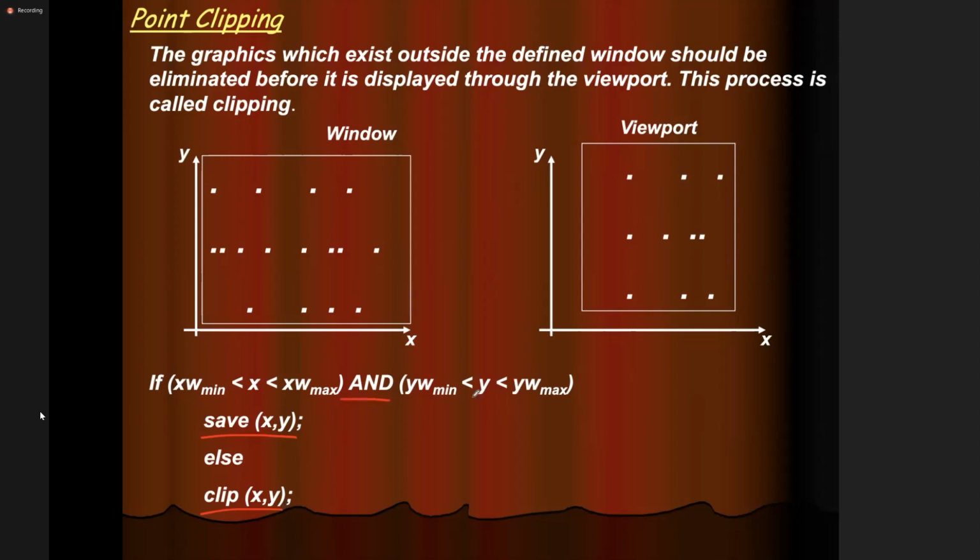If even one condition fails, whether it is more or less than this, then we do not save it, since it is outside. We clip it. And the condition is there. So that is how we consider pixel by pixel, whether it is inside or outside. Is that clear and understood? Yes or no? Yes. Is that understood?